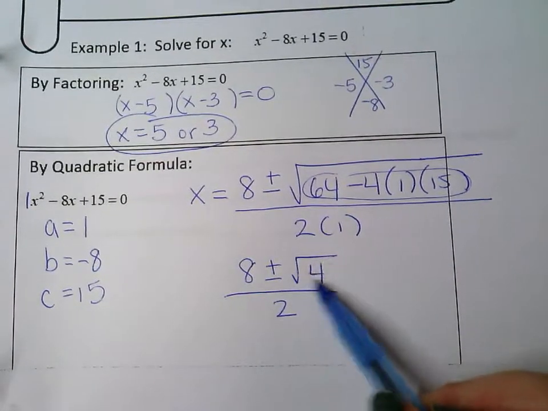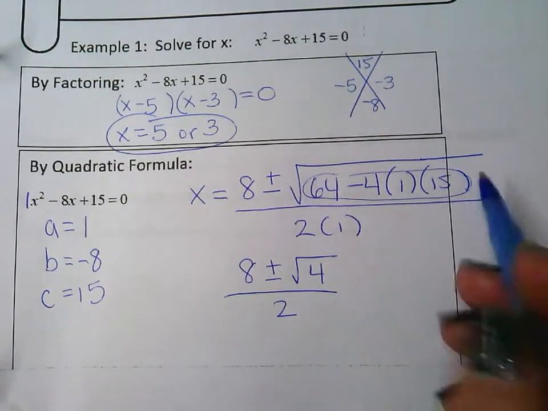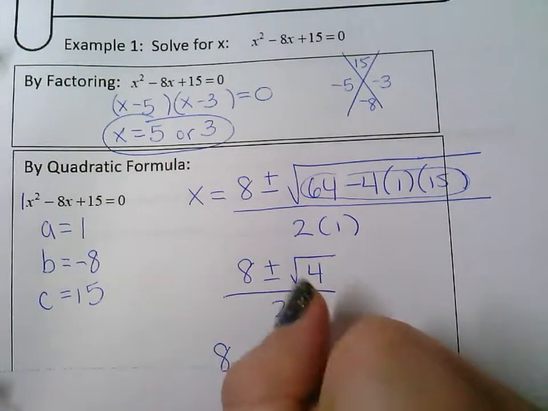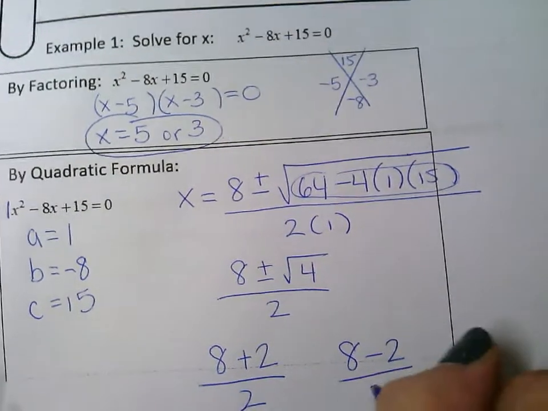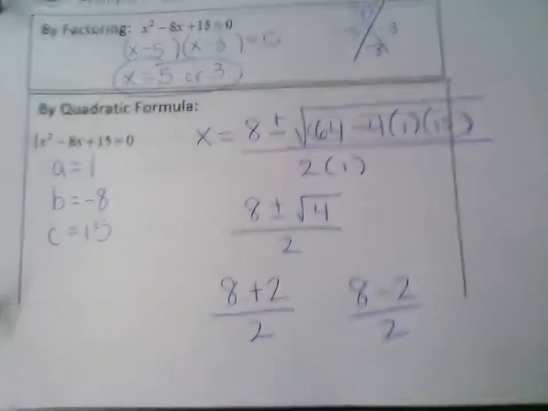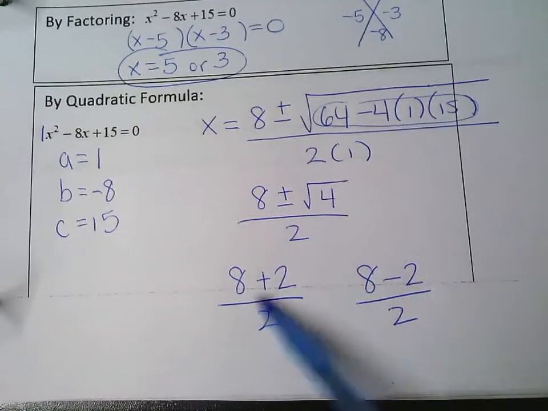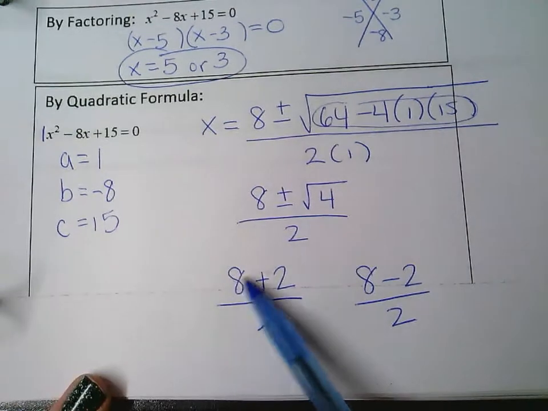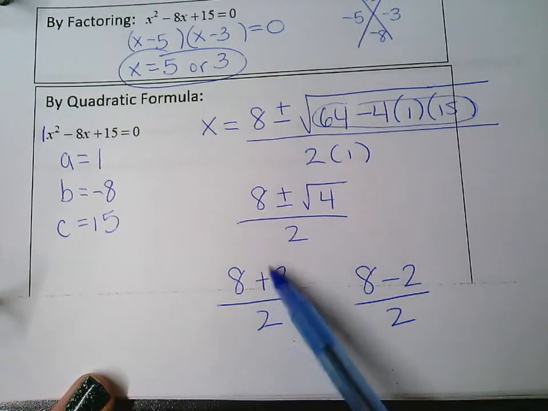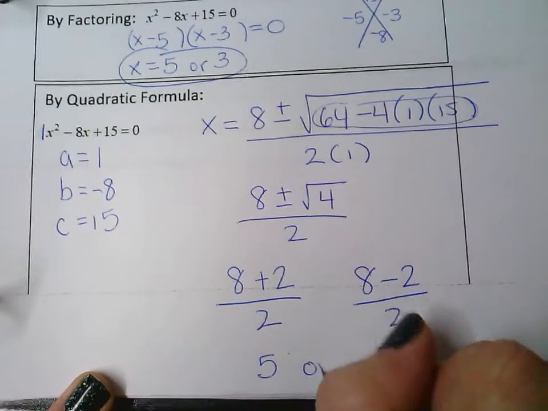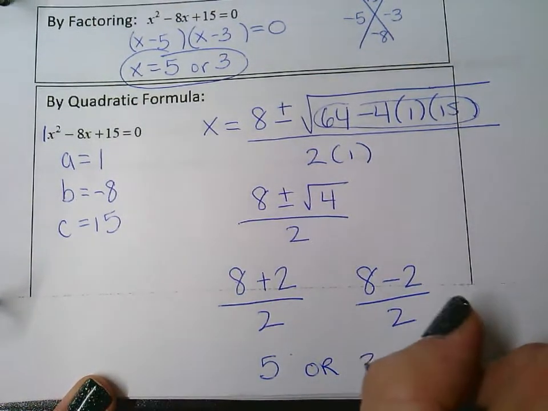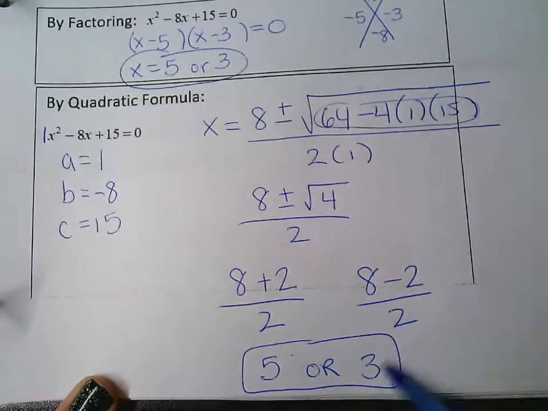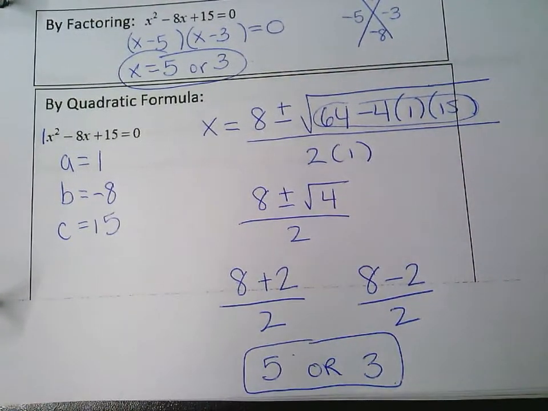Well, 4 is a perfect square. So this is really equal to 8 plus 2 divided by 2 and 8 minus 2 divided by 2, right? Because I get two solutions. I get plus or I get minus. So 8 plus 2 is 10. What's 10 divided by 2? 5. 8 minus 2 is 6. What's 6 divided by 2? 3. Didn't I just get the same two solutions, 5 or 3, as my x-intercepts, using the quadratic formula?